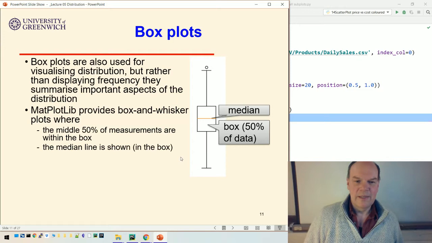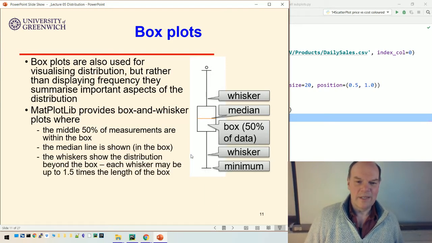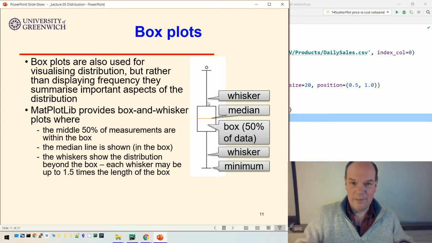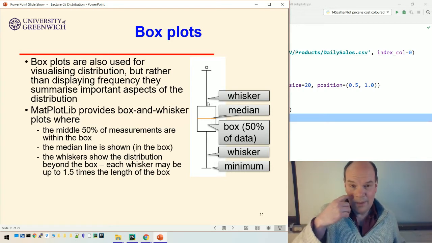Okay. The median line, so where the middle value comes, is shown there with this orange line. And the whiskers, these two bits on either side, show you the distribution beyond the box. These are like how spread out the bell shape is. If the bell shape's very spread out in a histogram, then the whiskers will be long.